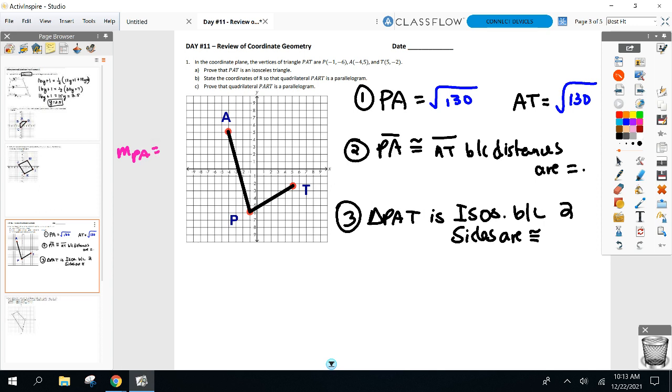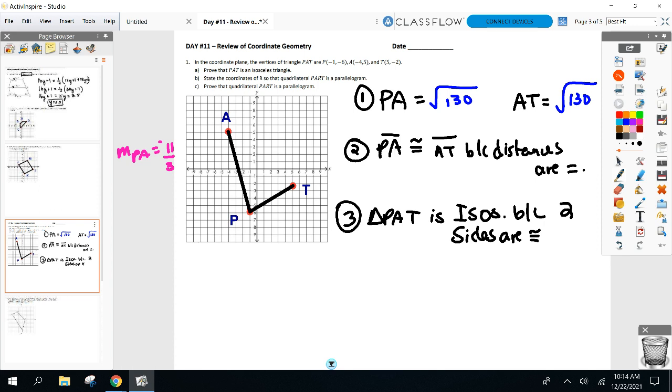Anybody have it? Slope of PA, up and over how many? Up 11 over 3, and it's negative, right? Okay, so guess what? Wherever you put R, TR also has to have a slope of negative 11 over 3. So where do you think I should start counting up 11 over 3 from now to find point R? Point T. Yeah, that's all it is to it. Make sure the slopes match.